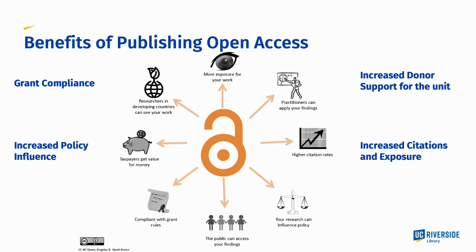Publishing open access is often required by grants. It helps increase policy influence by making your research available to the public, not behind a paywall subscription. For researchers, open access publishing helps increase citation count and exposure, which early career scholars can take advantage of. UCR Library has paid subscription fees to more than 500 databases. As a UCR affiliate, you have access to more than 500 databases from UCR Library that the general public often doesn't have access to.